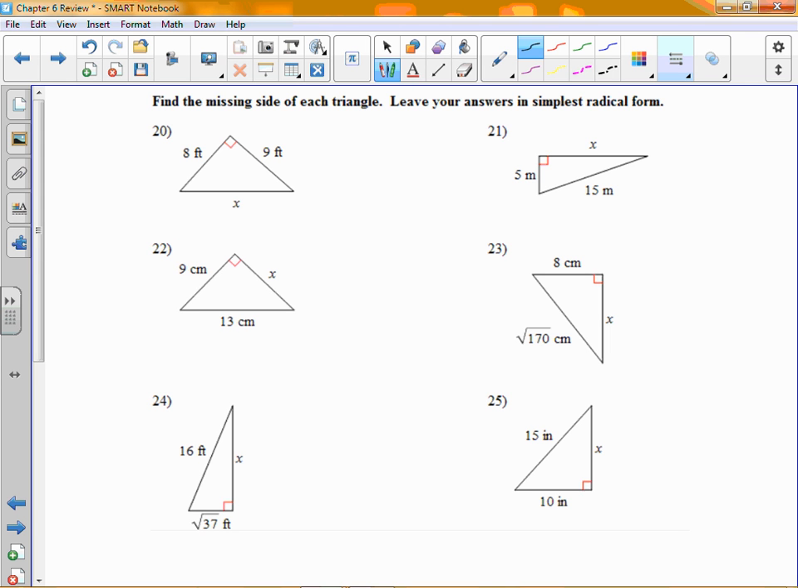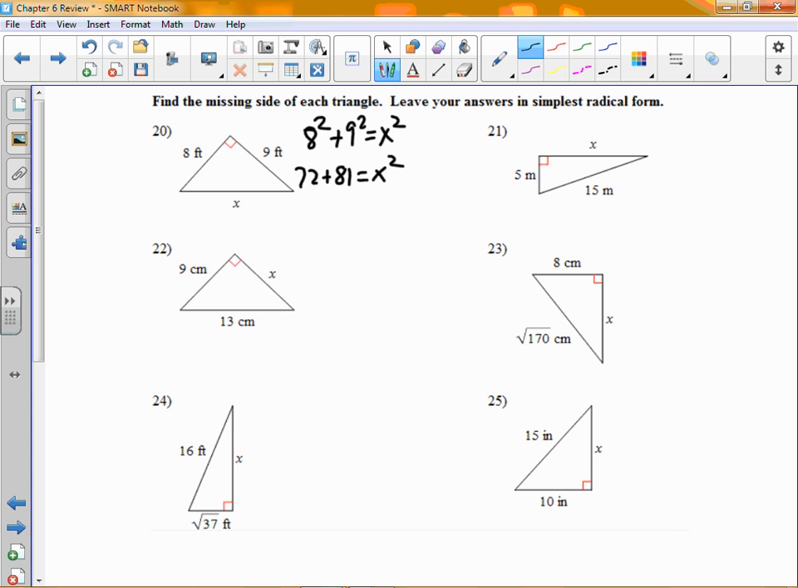Remember, it doesn't matter which one of these you let be A and which one of these you let be B. What matters is you let the hypotenuse be the longest side. The hypotenuse is the longest side because it's opposite the, anybody? The largest angle. The 90-degree angle is the largest angle in this. So I know that side right there has to be x, or c squared in Pythagorean theorem. So 8 squared plus 9 squared equals x squared.